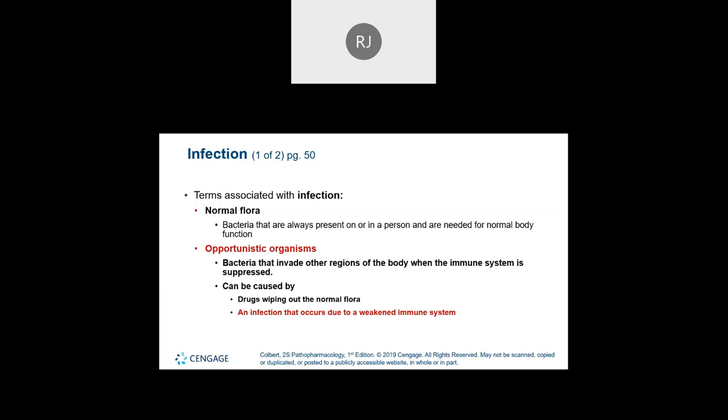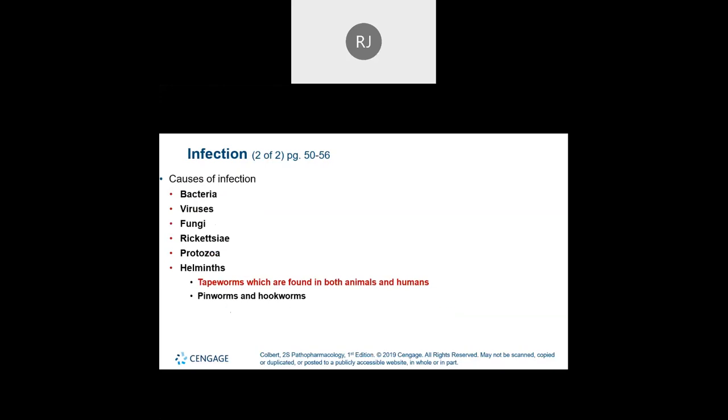This can be caused by drugs wiping out the normal flora. Opportunistic organisms take advantage of the fact that when we are sick and have a weakened immune system, all bacteria have an open door to come in. Some causes of infections can be bacteria, viruses, fungi, protozoa, and helminths, those nasty tapeworms, which are found in both animals and humans, and then we have pinworms and hookworms.